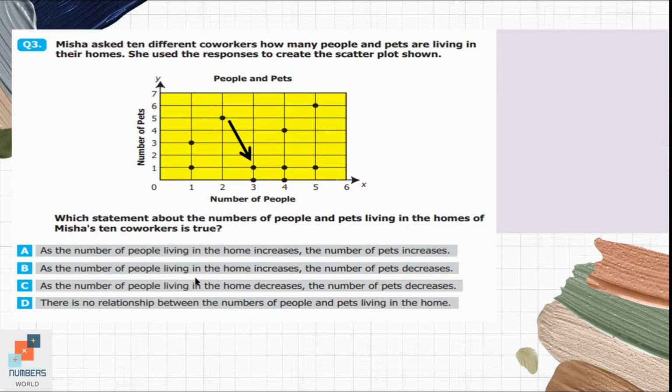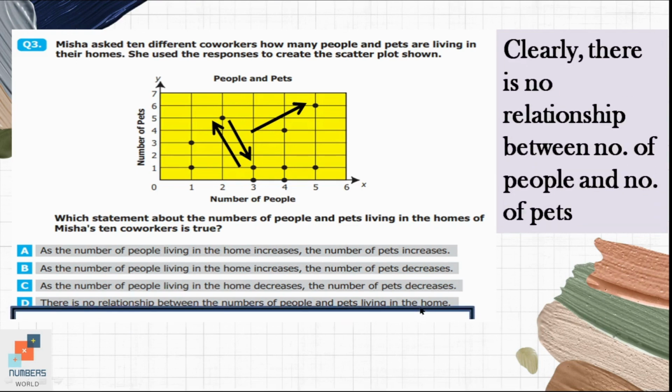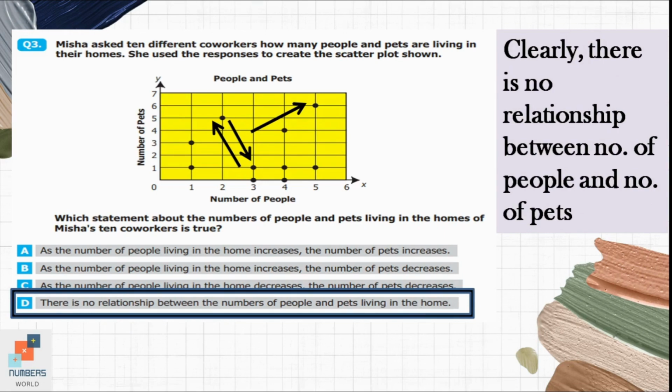Option B is: as the number of people living in the home increases, the number of pets decreases. If we go from 3 to 5, the number of pets is increasing from 4 to 6. So option B is also incorrect. Option C is: as the number of people living in the home decreases, the number of pets decreases. Here if we go from 3 to 2, the number of pets is increasing from 1 to 5. So option C is also not right. The last option is: there is no relationship between the numbers of people and pets living in the home. So option D is the correct one. Clearly there is no relationship between the number of people and the number of pets.